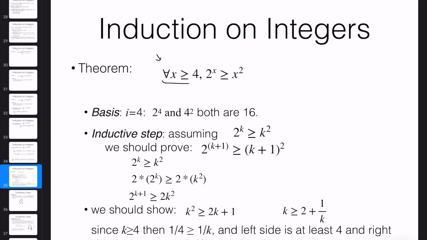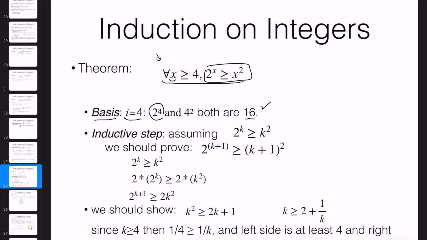We wanted to prove this one, so we need to first prove the basis. It tells me that the value of x should be greater than or equal to 4. So the smallest value for x is going to be 4. So the basis is 4. It is clear that 2 power 4 and 4 power 2 are both 16. So the statement is correct. So we proved the basis.